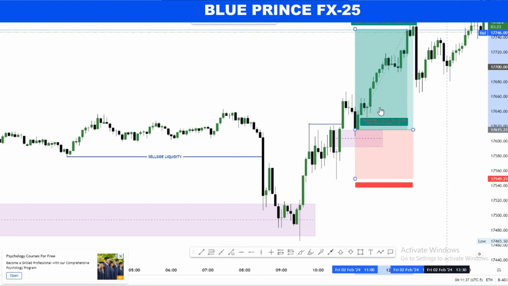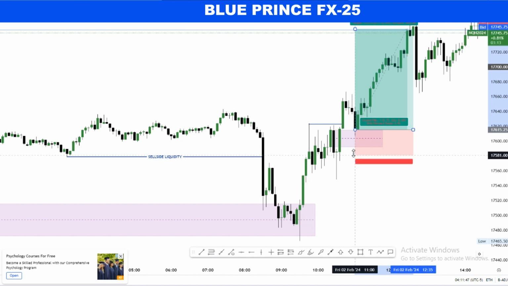So now you target the first high that you see, or the most obvious high that you see, which is this one. So to increase your risk to reward ratio, you hide your stop loss below this mitigation block here. Okay.